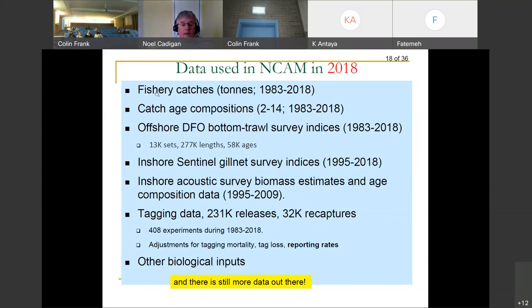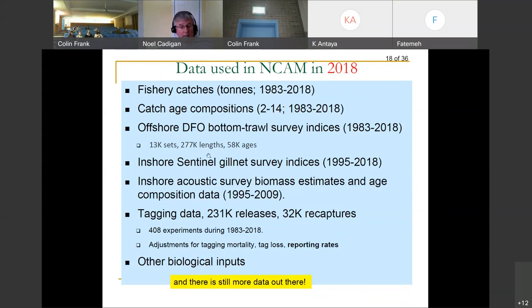So the data used in 2018, it had the information on the fishery catches, tons landed only, from 83 to 2018, or really we could just say the endpoint is just current, like this is updated every time they run the assessment, but it's starting in 83. They use information on the age compositions of the catches. The age classes used in NCAM are 2 to 14, and again from 83. Bottom trawl survey indices from 83 to current.